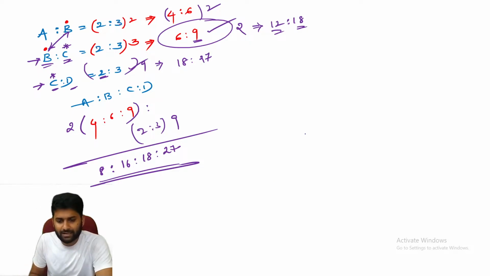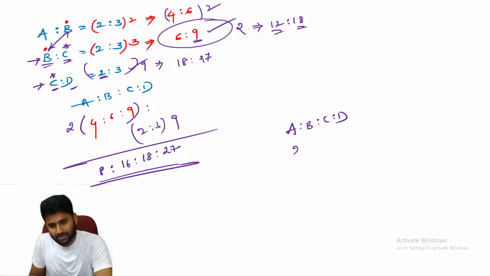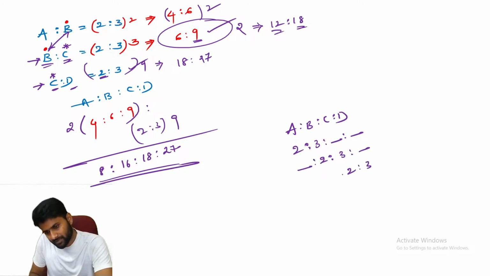Yes, you can go with the second method also. A, B, C, D. See, A is to B is equal to 2 is to 3. CD not given. C is to D. These are the values which are missing. Now see, you always replace with the previous number. Here 3, here 3, here 3, here 2, here 2, here 2. Multiply it. 8, 16, 18, 26.